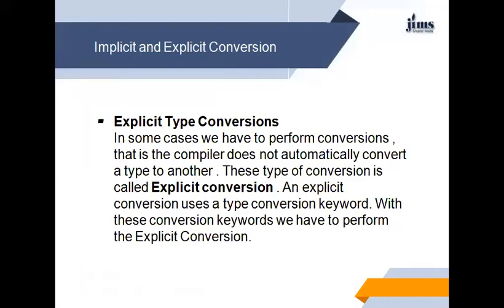In explicit type conversion, in some cases we have to perform the conversion because the compiler does not automatically convert one type to another. This type of conversion is called explicit conversion, and it uses a type conversion keyword. With these conversion keywords, we perform the explicit conversion.